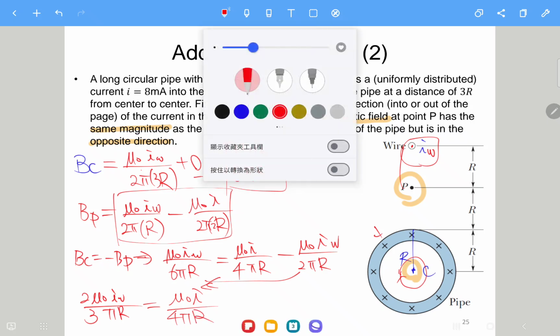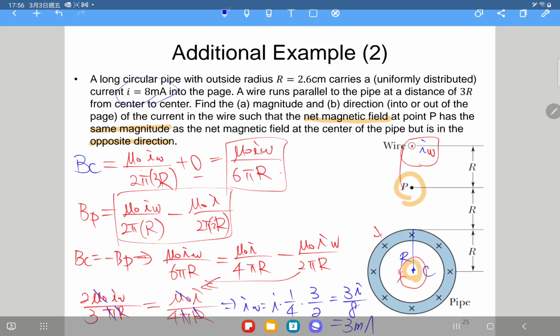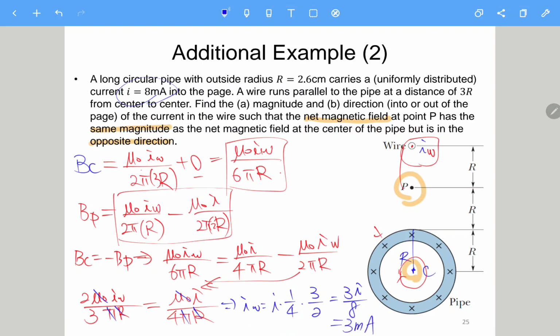Then we can do all the cancellation. We cancel mu0 and pi R. Finally we get IW equals I times 1/4 times 3 over 2, which means 3I over 8. Here I equals 8 mA, so IW is 3 mA. This is the answer to question A.